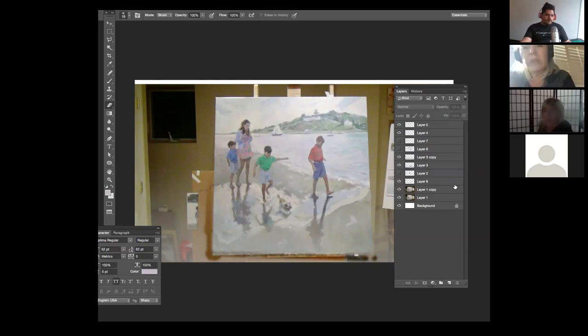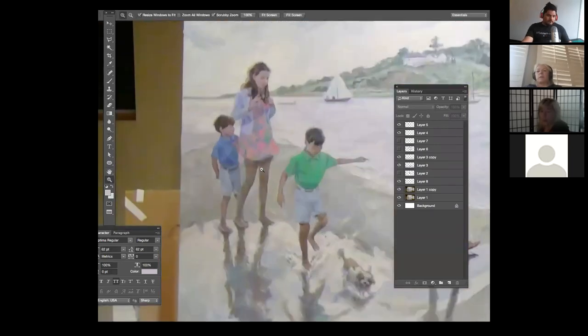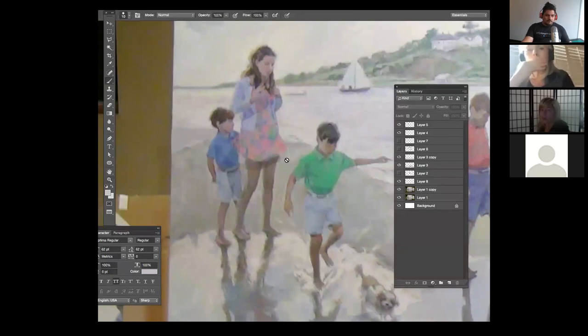Uh-huh. But that back edge, if it's the same value as the front edge, it's going to look like it's on the same plane as the front edge as opposed to receding. I think you're right about that, Cheryl. I have to agree. For me, it doesn't read properly as a sandbar unless you had more landscape there to help define why it's like that. So I'm putting it into layman's terms.